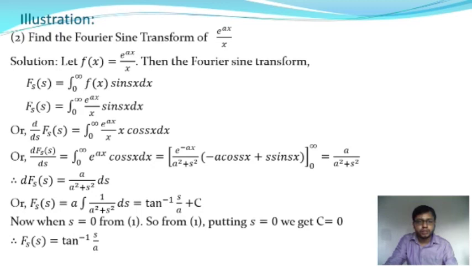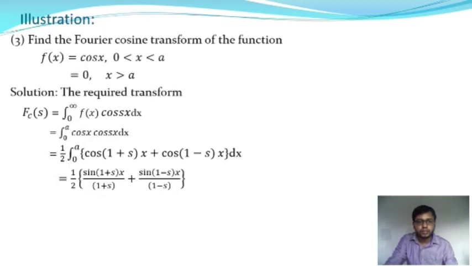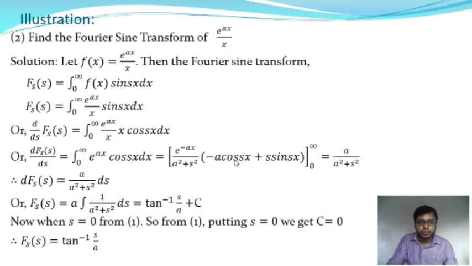Okay, so it will give minus 1 by a square plus s square into minus a cos 0, and cos 0 is equal to 1, plus sin 0, and sin 0 is equal to 0. So from this integration, after putting the values of the upper limit and lower limit, it will give a by a square plus s square. Therefore, df is equal to a by a square plus s square into ds.